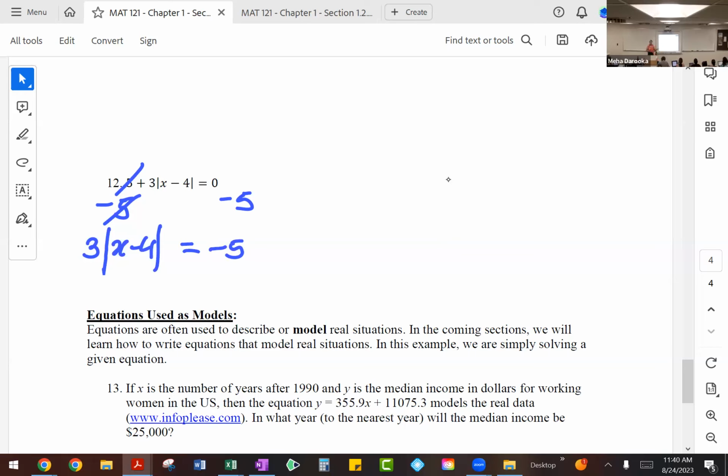All right, now what do we do with the 3? Yeah, so again, since we know it's being multiplied, we divide by 3 to get rid of it. So divide both sides by 3. And we end up with absolute value of x minus 4 equals.